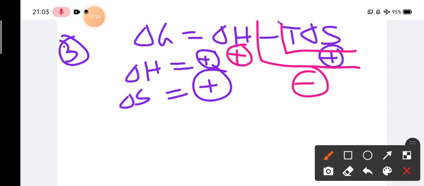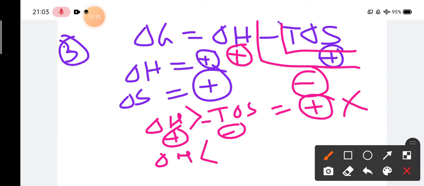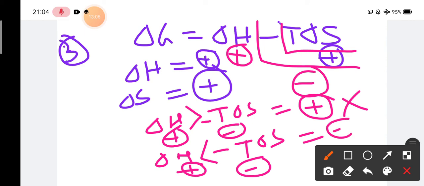So here if delta H is greater than minus T delta S, then the positive quantity overcomes the negative quantity and the delta G value will be positive and the reaction will not occur. But if the delta H value, the positive quantity, is overshadowed by the negative quantity, that is, if minus T delta S is greater than delta H, then the negative value overcomes the positive value. The value of delta G will be negative and the reaction will go on.